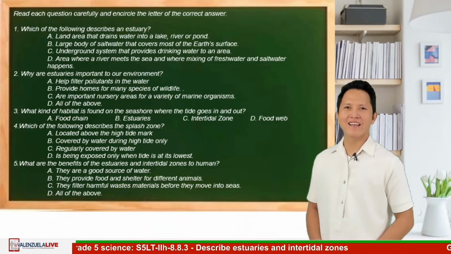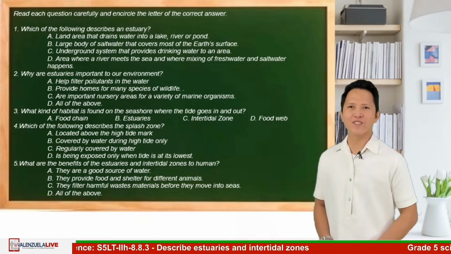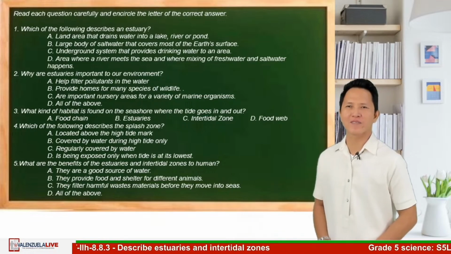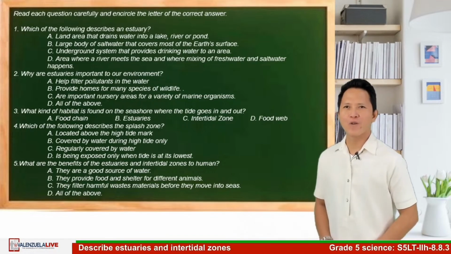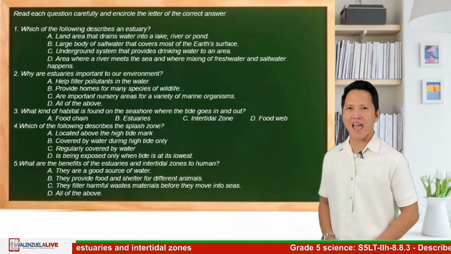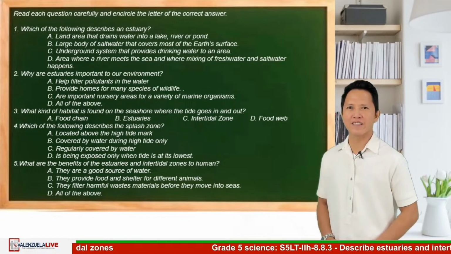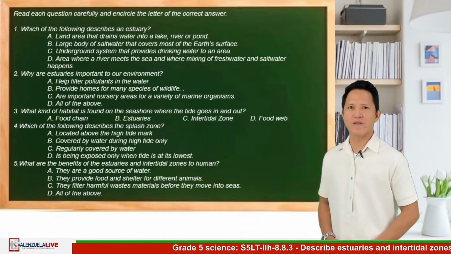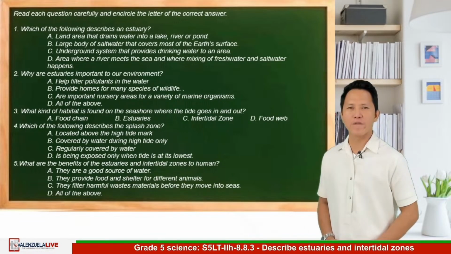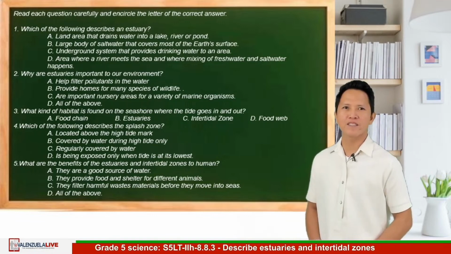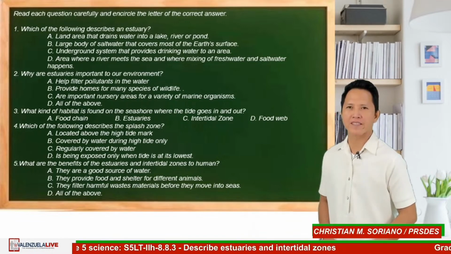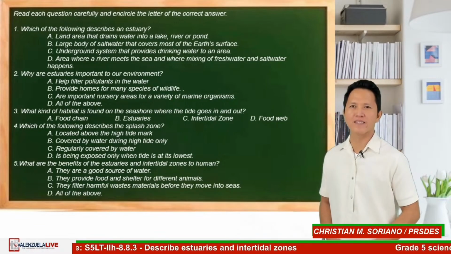All right. I now give you the correct answers for this short quiz. For number one, which of the following describes an estuary? The correct answer is letter B. It is an area where a river meets the sea and where mixing of fresh water and salt water happens.